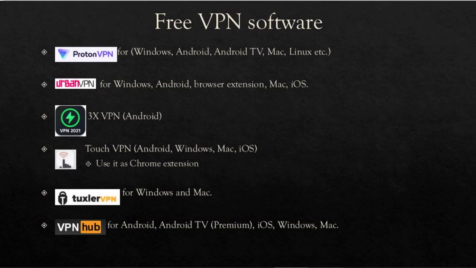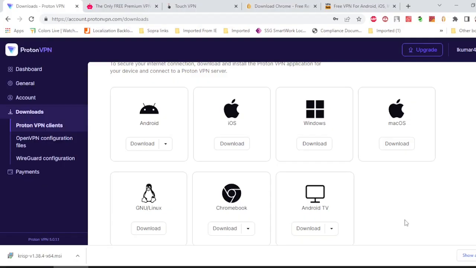Proton VPN is free VPN software that is available on multiple platforms. It is available on Windows, Android, Android TV, Mac, Linux. The best thing I like about the software is that it is available on Android TV. You can download it from the Google Play Store on your TV and it works perfectly well. The only thing is that you need to create an account on the Proton VPN website, and you can see on the website it is available on Android, iOS, Mac OS, and Android TV as well.